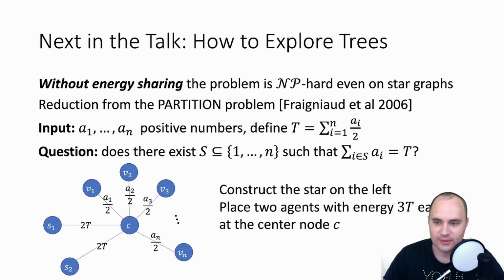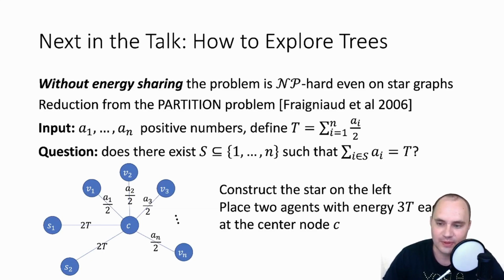So the reduction goes like this. You construct the star shown on the left. You have a single center node, center of the star, which has leaves v1 to vn. And leaf vi is connected to the center c by an edge of weight ai over 2. And then the center c is connected to two special nodes s1 and s2 by edges of weight 2T each. And you place two agents at the center node c, and each agent has energy 3T.